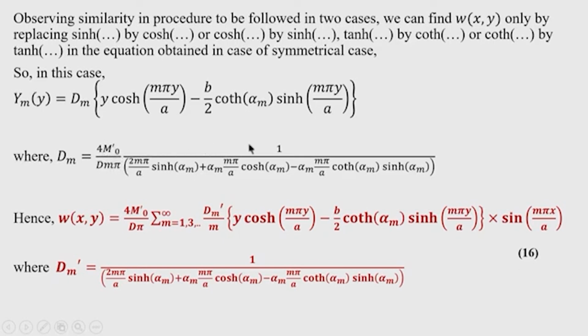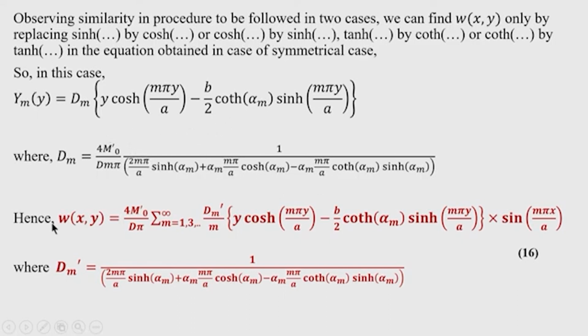For any general term m, we found the coefficient d m equal to 4 m dash o divided by d m pi, multiplied by a factor 2 m pi a sinh alpha m, m pi by a cosh alpha m minus alpha m pi by a coth alpha m sinh alpha m. One thing is observed here, that in earlier cases all the terms were the counterpart, that is, only the symmetric terms were used. Earlier all terms were symmetric terms, now only the antisymmetric terms are used in the expression.